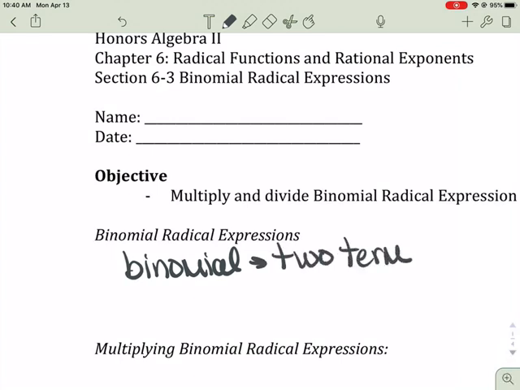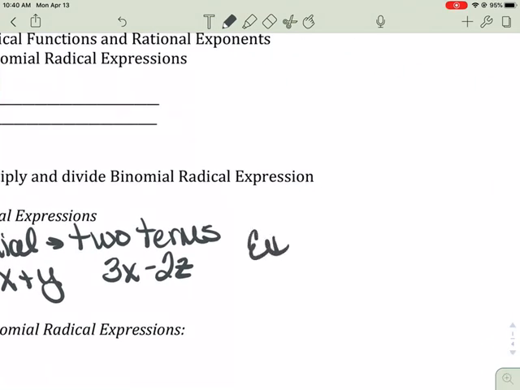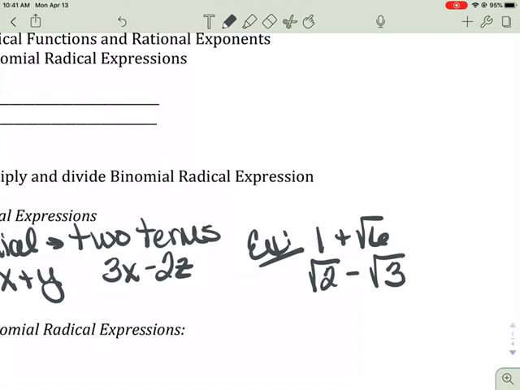So we usually see this as like x plus y or 3x minus 2z, things along those lines, and we would work with that. For our radicals, we're going to be looking at something like 1 plus the square root of 6, or the square root of 2 minus the square root of 3. So we have to think of this as a binomial. It's two terms separated by an adding or subtracting sign, and it just happens to involve radicals instead of variables.